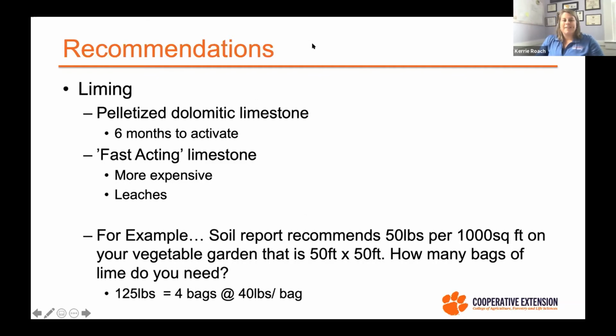Good try. So they like to make it confusing for us, right? Most bags of lime actually come in a 40-pound bag, which 50 would be easy, right? But no. I think you can get 50 every once in a while, but most of the time it comes in a 40-pound bag. So 125 pounds means we would need 4 bags at 40 pounds per bag. So, you know, it's always difficult.